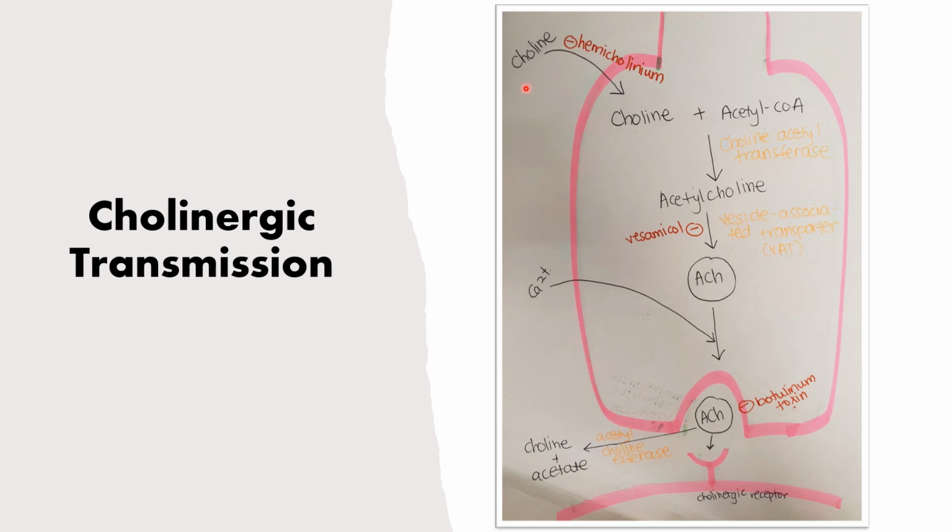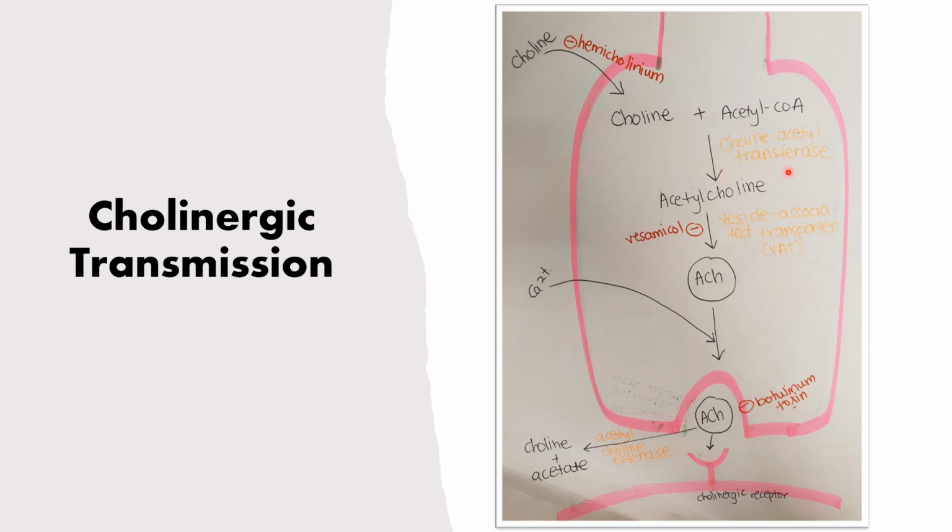Okay, so once again, choline is transported into the axon terminal and combined with acetyl coenzyme A via the action of an enzyme called choline acetyltransferase, and that makes acetylcholine. And this transport again is inhibited by hemicholinium, and the transport of choline into the cell is the rate limiting step in this reaction.